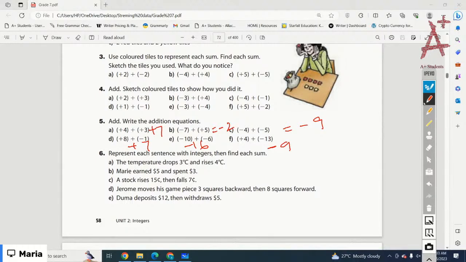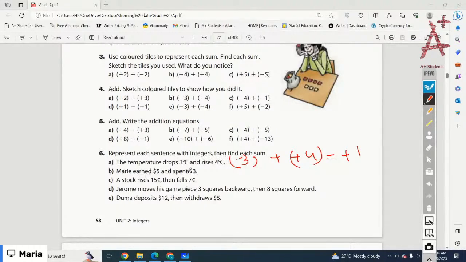Represent each sentence with an integer, then find each sum. So now you have to represent this sentence using positive and negative integers, and then you have to calculate their sum, right? The temperature drops 3 and rises by 4. Drop means you have to represent it by the negative value. It would be -3, and rise would be positive value. So it would be +4. So -3 plus +4, that makes +1, right?